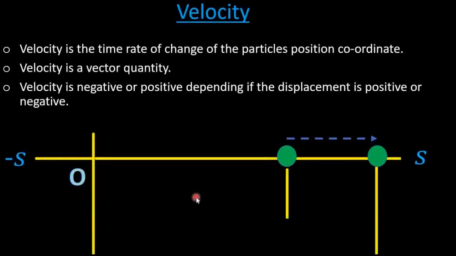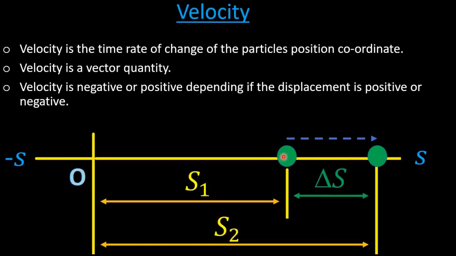Now we're going to talk about velocity. Velocity is the time rate of change of the particle's position, so it is the rate of change of displacement with time. Let's say now we have this particle moving from S1 to S2. We can easily get its displacement, which is just the change in those two positions. If it does that in a certain amount of time, delta t, so if it was here at time 1 and then ended up there at time 2, we find the difference in the times, which gives us delta t. Then delta s divided by delta t gives us velocity.